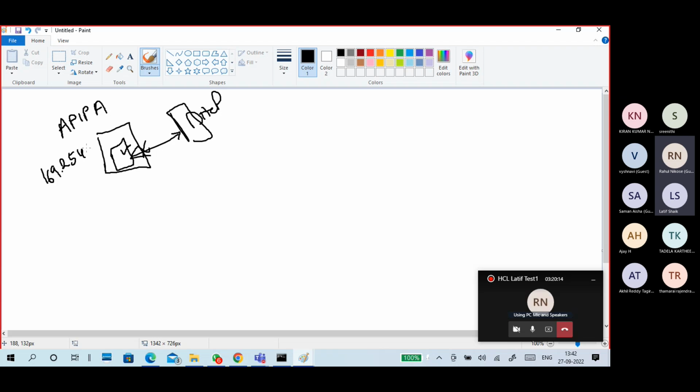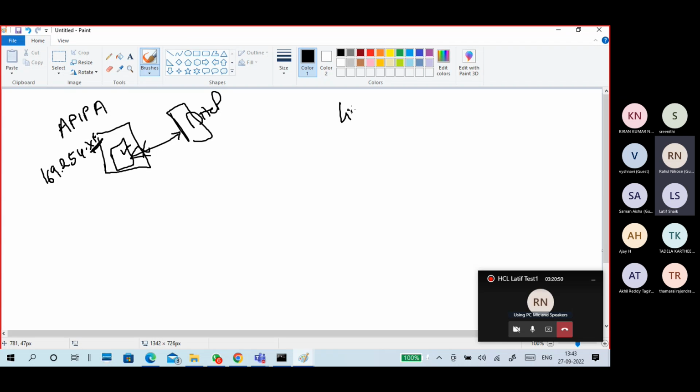The other two octets are based on your MAC address. 169.254 are common, but how are the remaining two parts obtained? Based on your MAC address. If you fail to get an IP address from DHCP, the PC configures itself an IP address of 169.254 something based on your MAC address. That is an APIPA address.